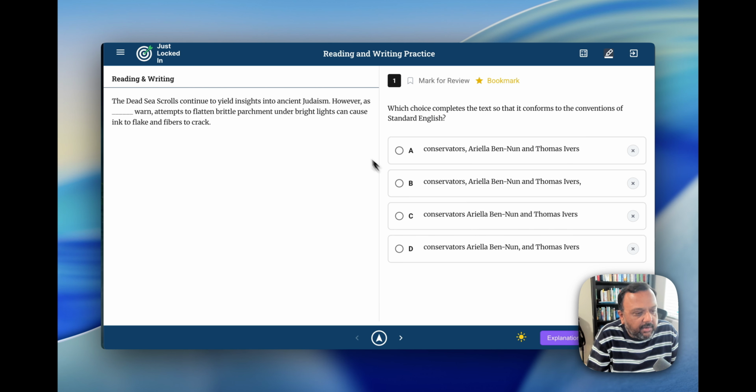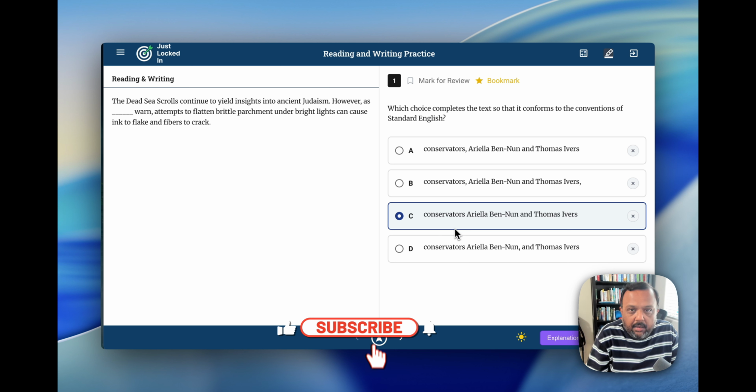So no punctuation. However, as conservators, Ariella, Ben Nunn, and Thomas Evers, one attempts to flatten brittle parchment, blah, blah, blah, right? So C is the correct answer. So remember this rule: when you're talking about names and a title, do the which one test. So when they say, however, as conservators, there could be many. So it fails the which one test, and therefore this becomes essential information.